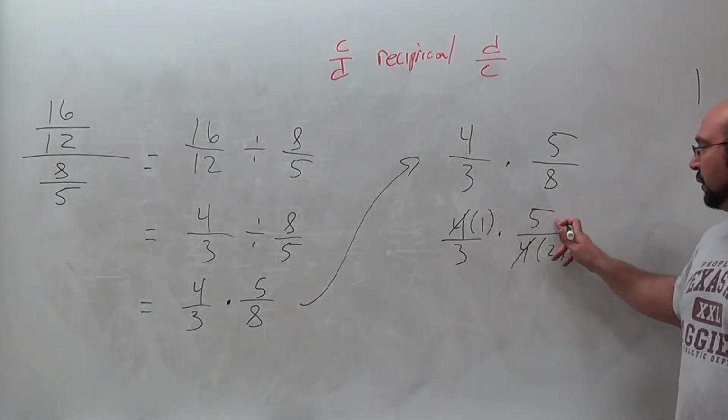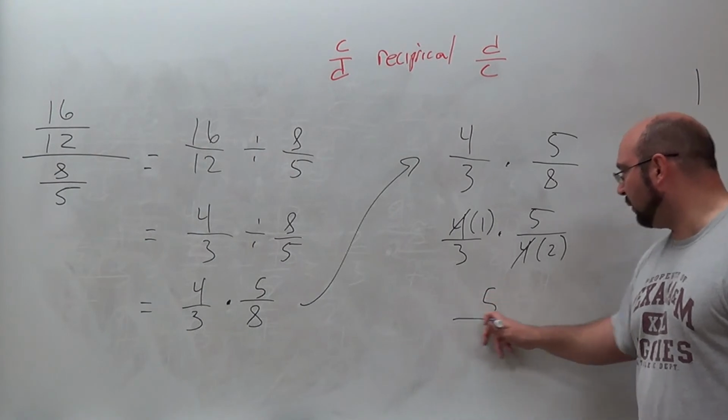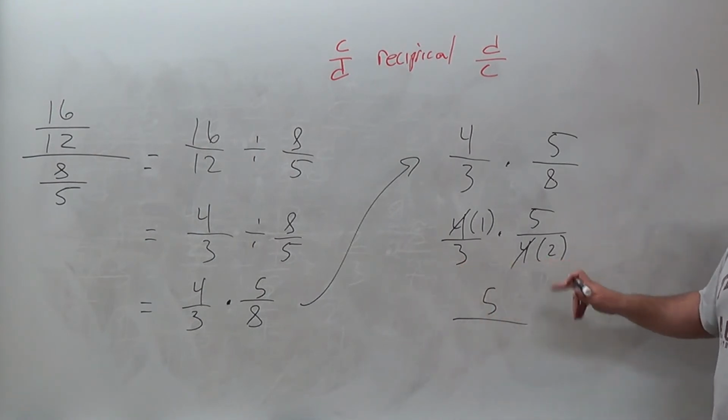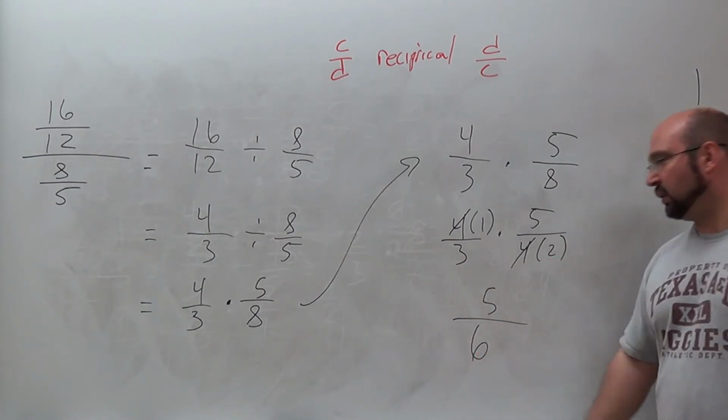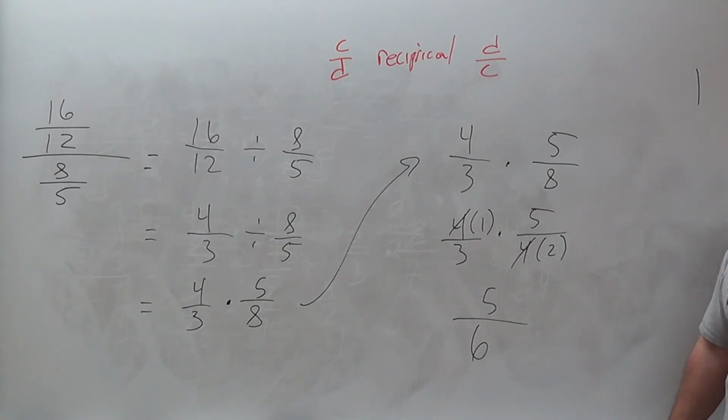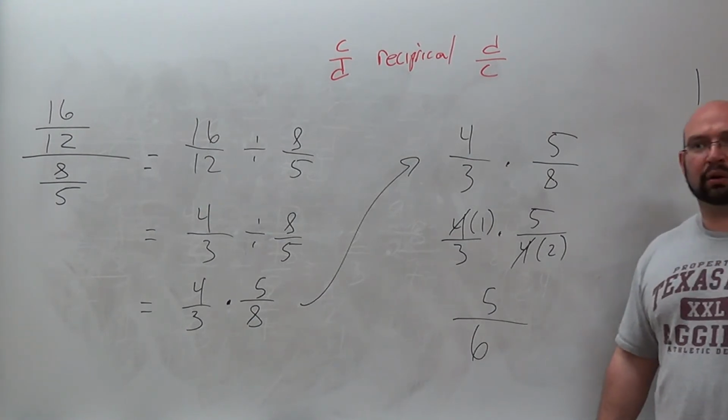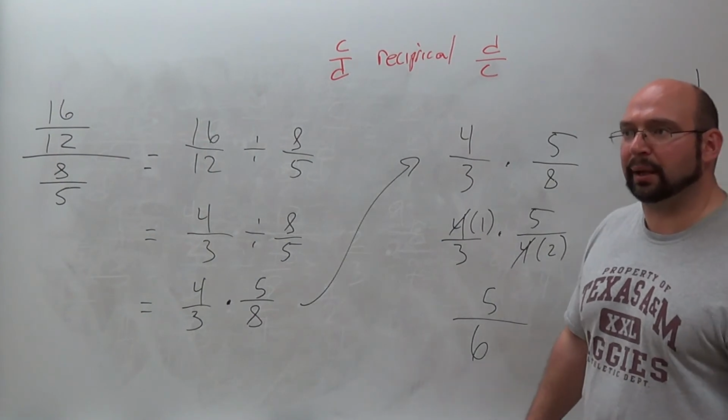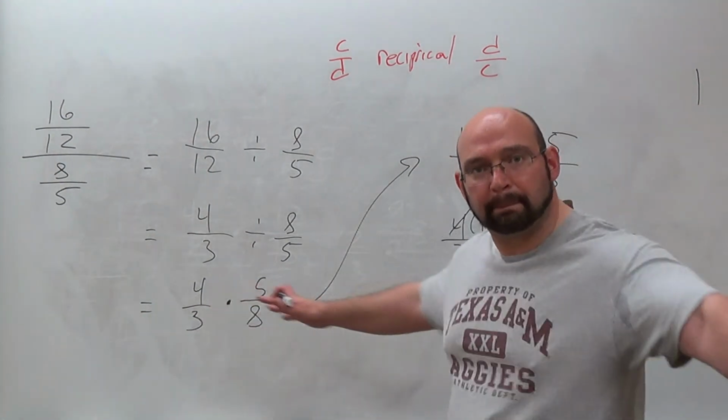So this becomes 1 times 5, which is my 5. This is 3 times my 2, which is my 6. 5, 6. So everybody with me on that? Good to go? Questions, comments, concerns? Oh my. Okay. See you next one.